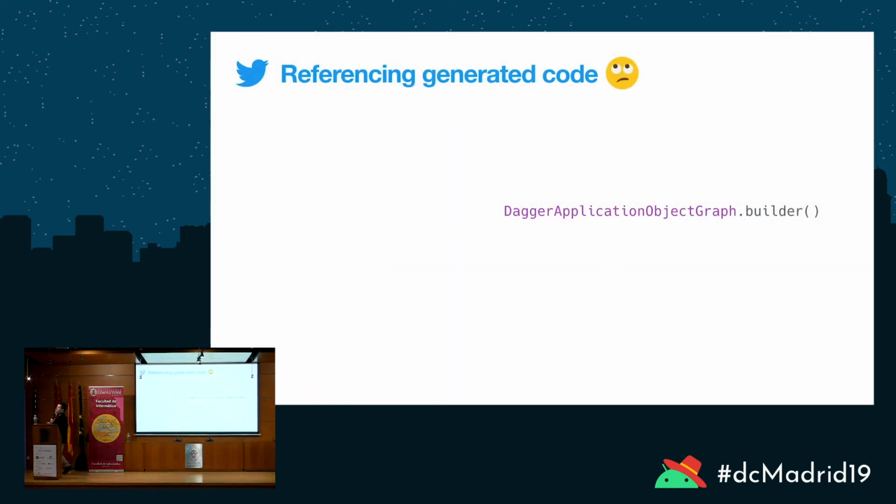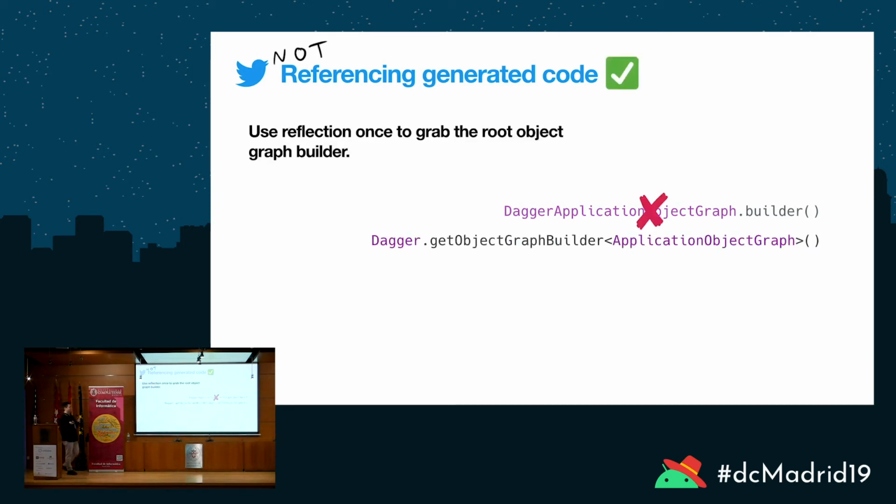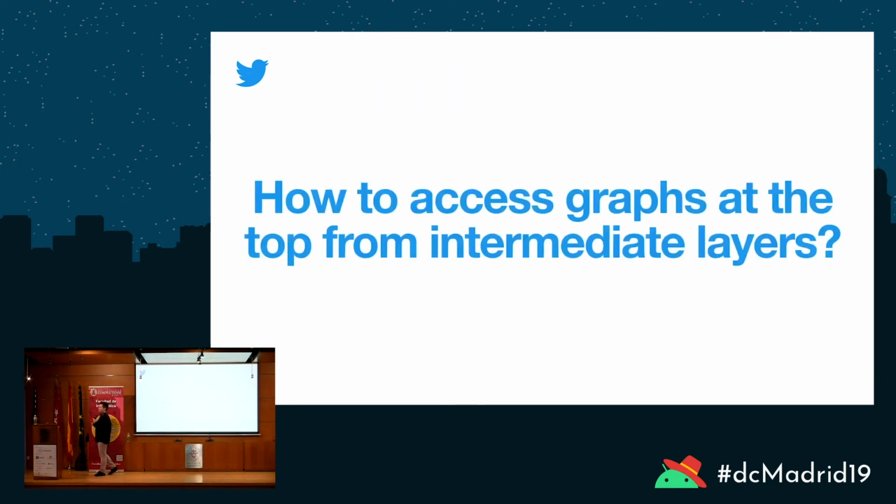So we had this tiny issue about referencing generated code. And what's better than doing that is not referencing generated code, even if we use reflection once in the whole life of your app. I think it's pretty reasonable.